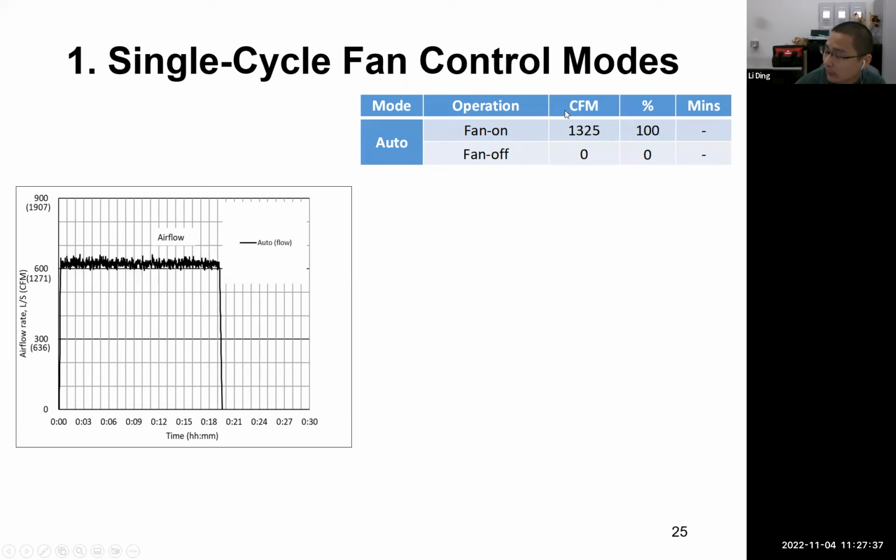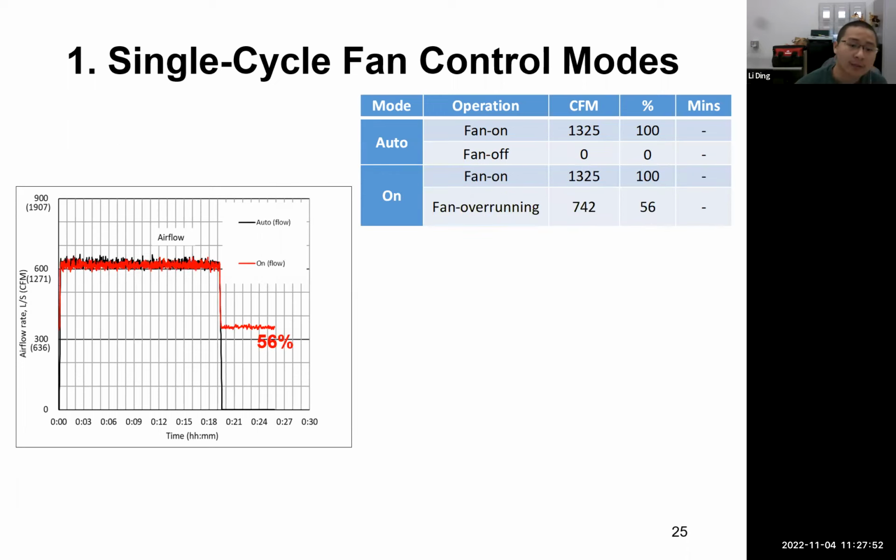With the fan on, the supply air flow rate is 1300. And this is 100% rated air flow rate. And when the compressor is off, the fan is off. Second is on mode. So you can see the red line on the chart. When the compressor is on, so this is fan on mode, this is the same as auto mode. But when the compressor is off, the fan overruns at 56% of rated airflow rate.